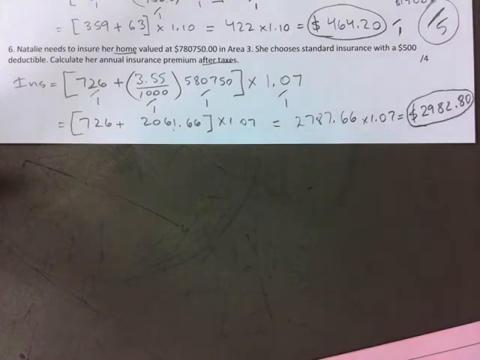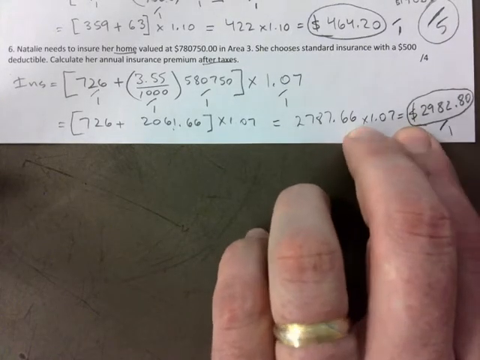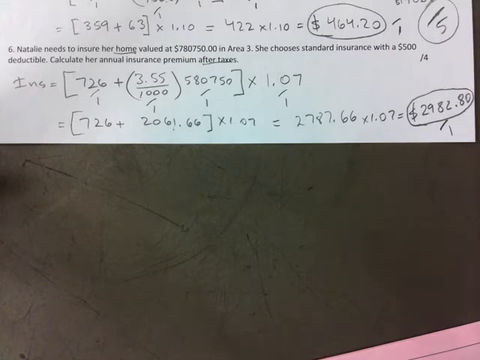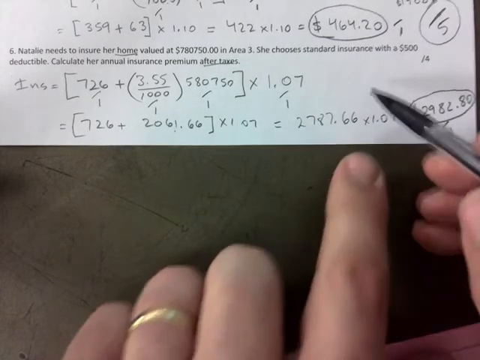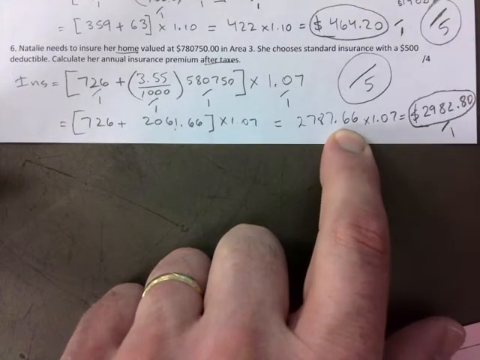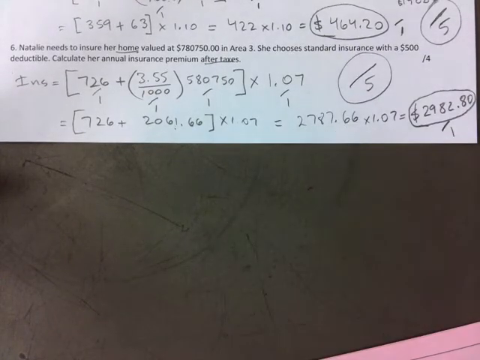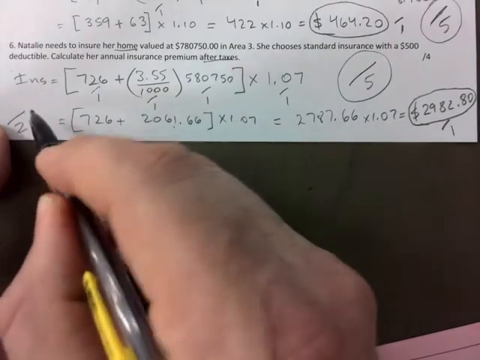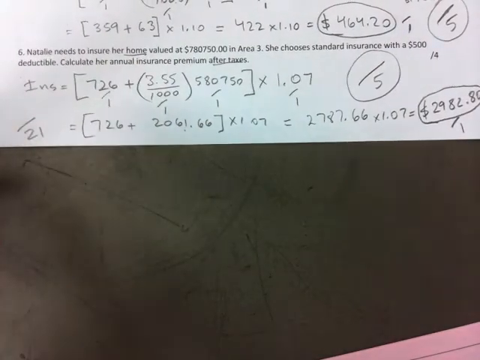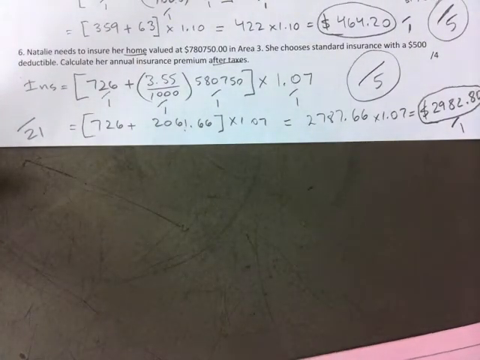You can do it if you practice, right? So 1, 2, 3, 4, 5. 5 as well for this one. So this page is 5, 10, 15, 19, 20, 21. This page is worth 21 marks. Quite a few marks on this page alone.